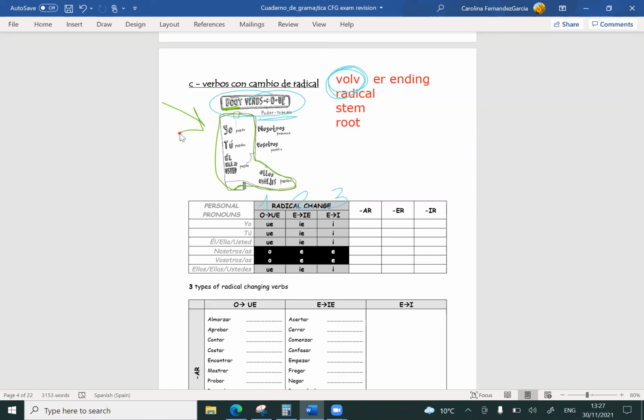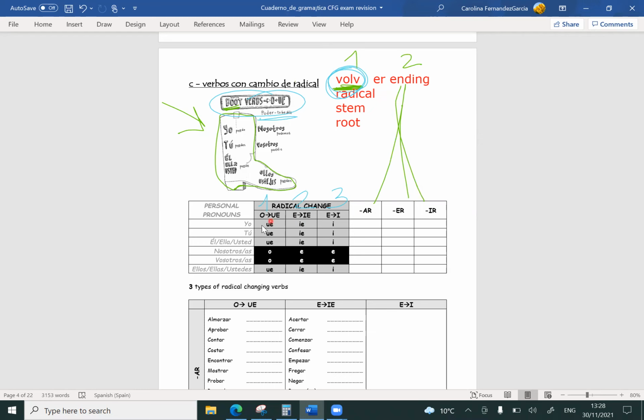This is only the example of O to UE. You could have E to IE and E to I. So that's the change I make in the radical, the stem or root. And after that, I'll have to add the normal AR, ER, IR endings. So here I have to take into account two things: the change in the radical and the ending. And if you remember the picture of the shoe, that's a good idea to help you remember.